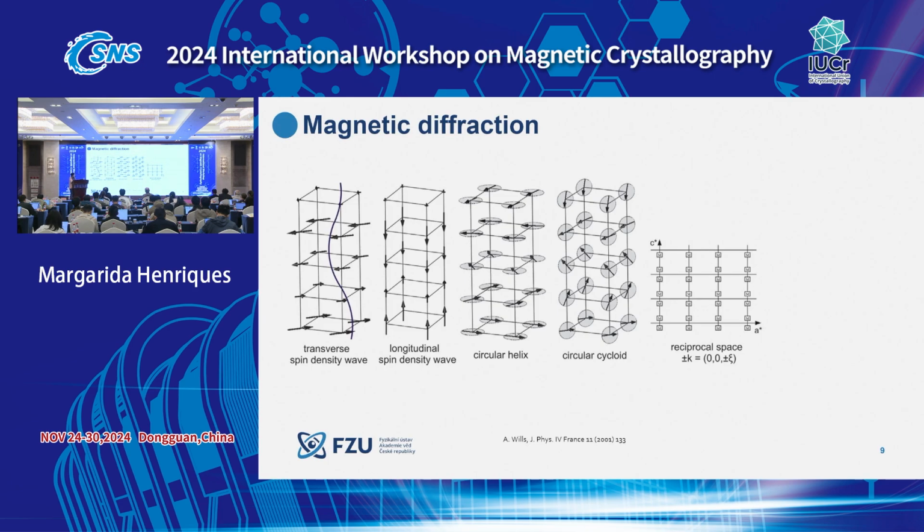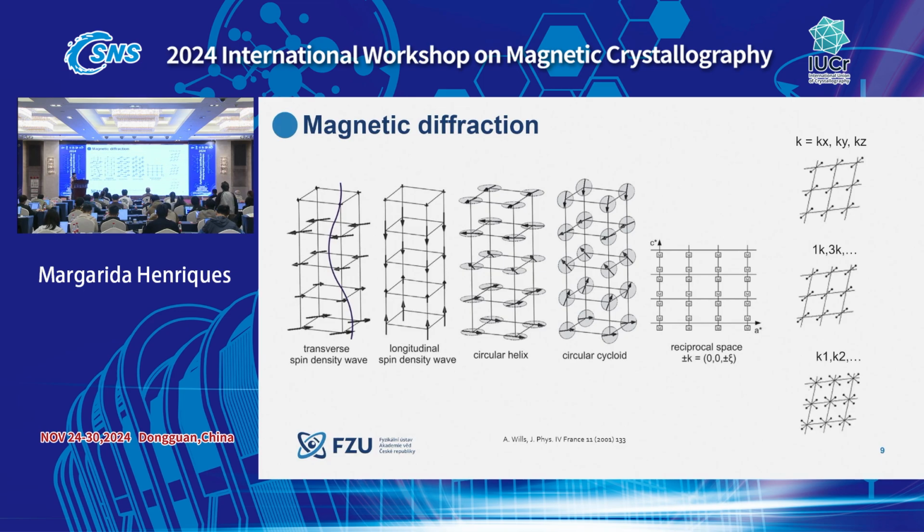And then for the incommensurately modulated structures, you will also have the same, so that the satellite positions will be given by the k vector, but you will have k and minus k there on the right side. You will have lines or systems of satellites if you have harmonics of your propagation vector, or you'll have a system of satellite reflections if you have more than one k vector.